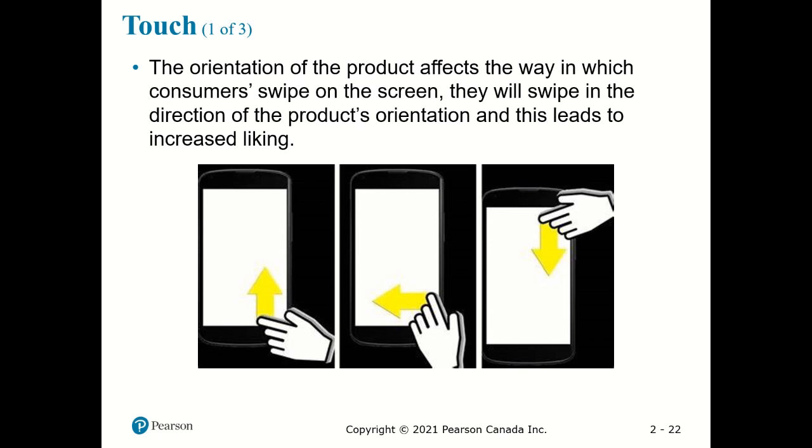Now, touch swiping on the mobile phone, for example, you have your mobile phone with you. The orientation of the product affects the way in which the consumer swipes on the screen, on the left, right, top, wherever you swipe it, and this leads to increased liking.